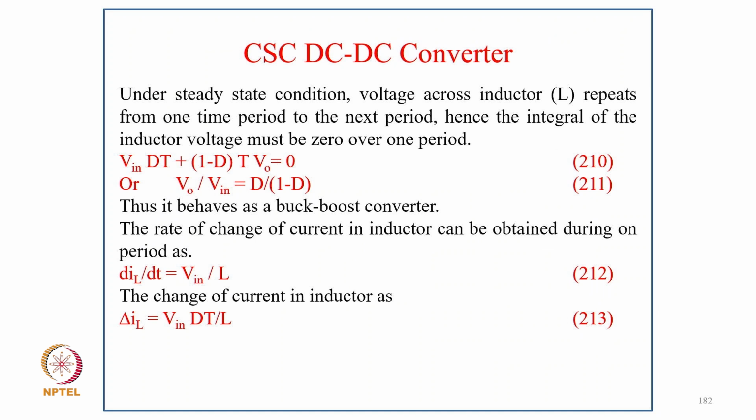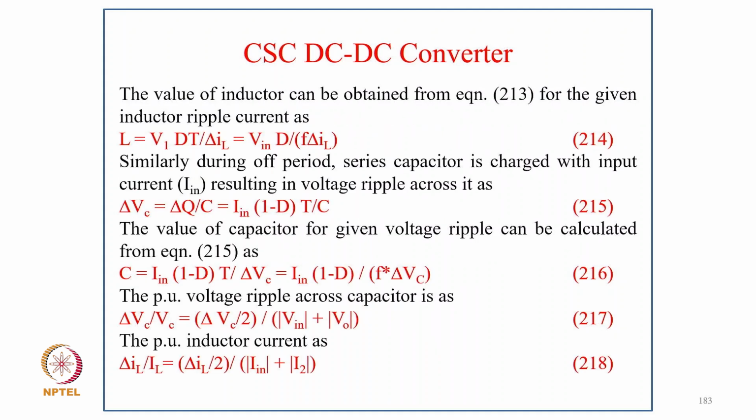So coming to the analysis under steady state condition, the voltage across the inductor repeats from one period to the next. Hence the integral of inductor voltage must be 0 over one period. So Vin dt plus V0 (1 minus d) T is equal to 0, or V0 upon Vin equal to d upon 1 minus d. Thus it behaves as a buck boost converter. The rate of change of the current in the inductor can be obtained during the on period: dIL upon dt equal to Vin upon L, or the change can be delta IL equal to Vin dt upon L, and the value of the inductor can be obtained from this for a given ripple. So L equal to Vin dt upon delta IL, or Vin d upon F delta IL.